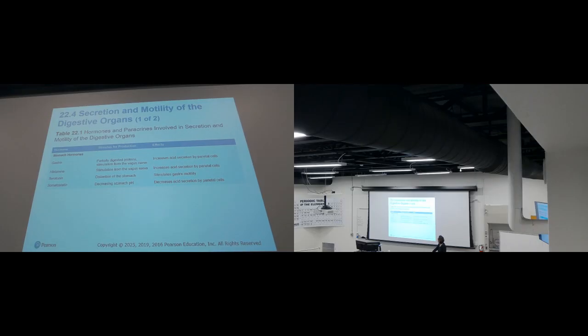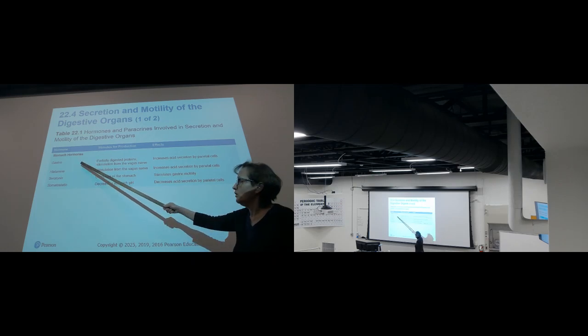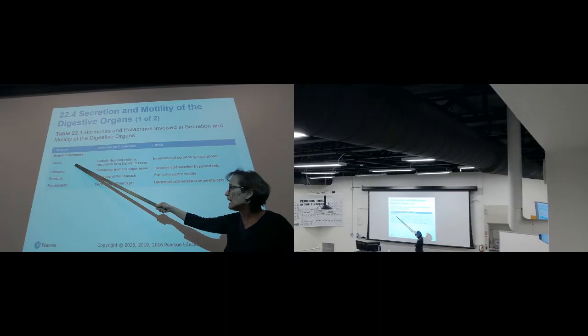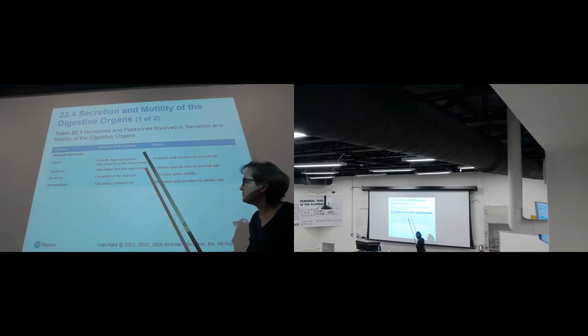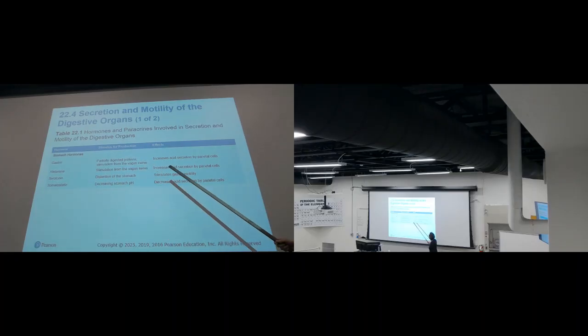So now for molecules that affect the motility of your digestive organs. We have hormones from the stomach, like gastrin. Gastrin is going to stimulate the secretion of acid by the parietal cells, and also is going to increase the motility of the stomach, because it's going to stimulate the vagus nerve.